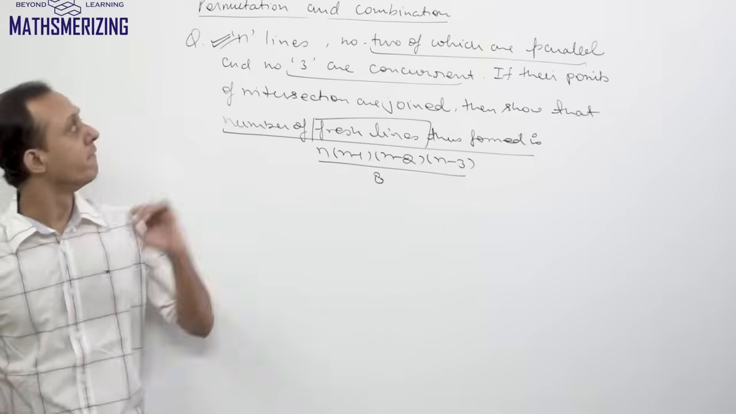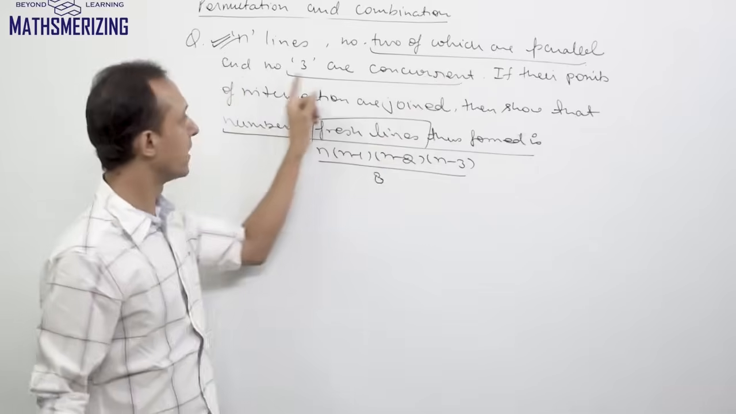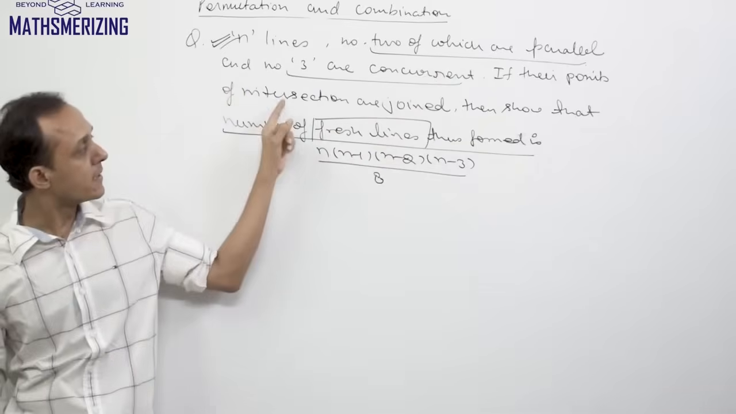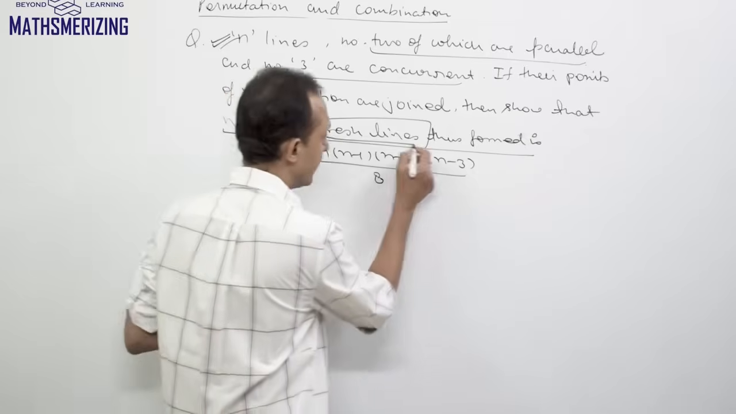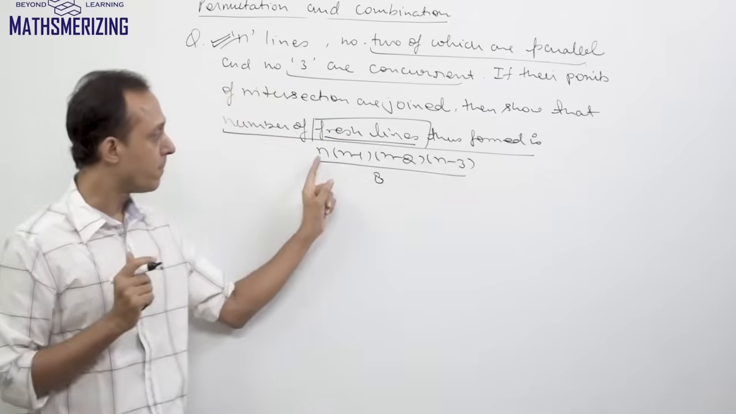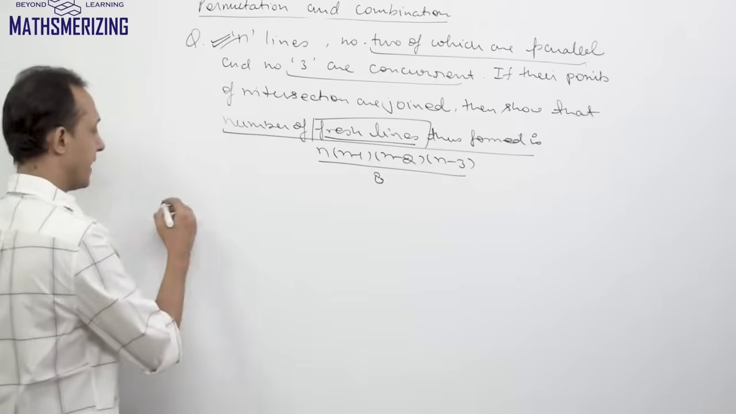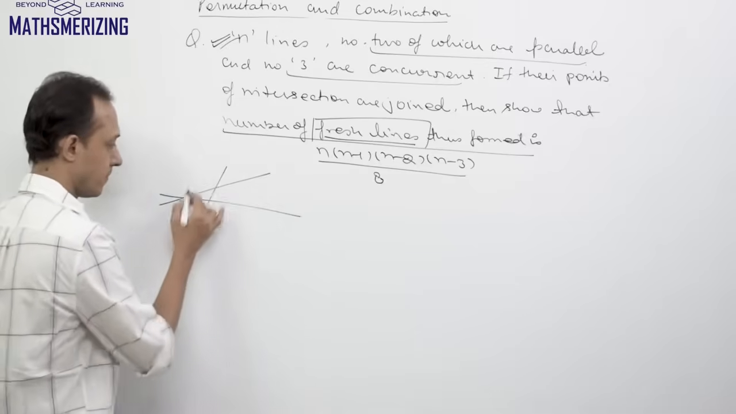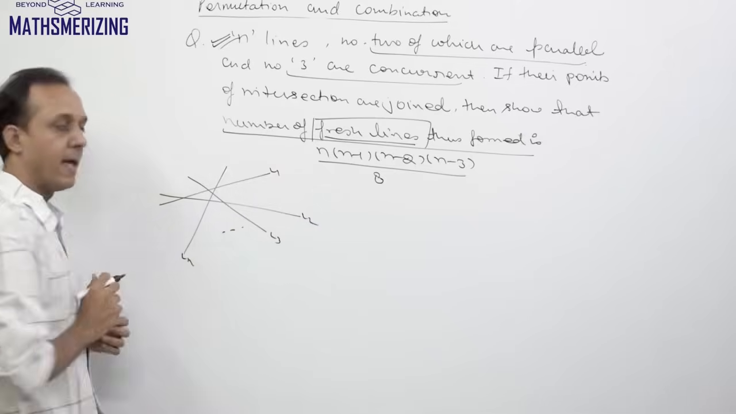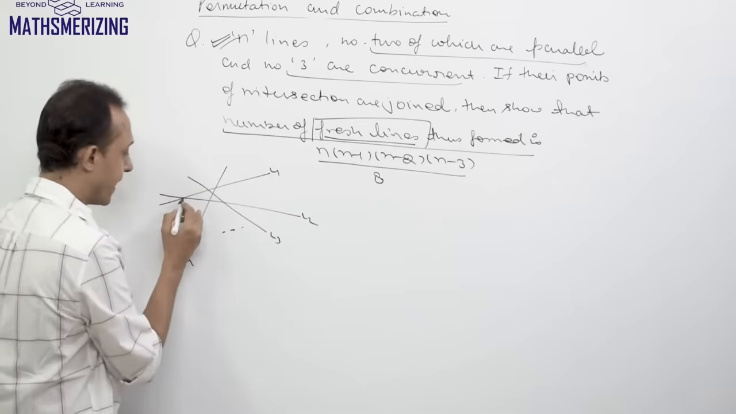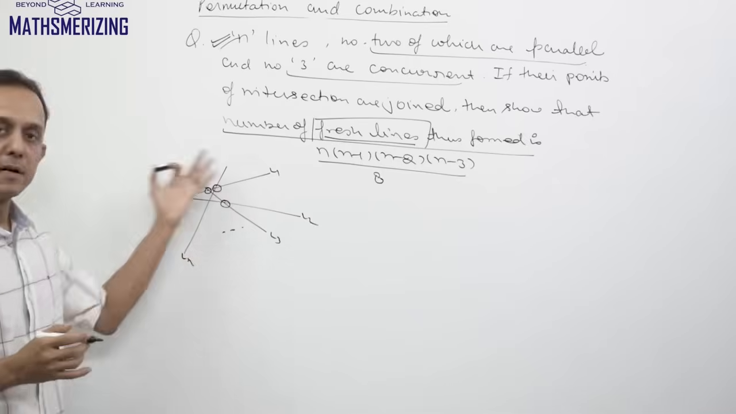Now let us take another question, in which suppose there are n lines, no 2 of which are parallel and no 3 are concurrent. If their points of intersection are joined, then we need to show that the number of fresh lines, new lines thus formed is n(n minus 1)(n minus 2)(n minus 3)/8. So what we have is n lines, L1, L2, L3, and then we have this Ln. So first we'll find out how many points of intersection there are in this given condition.